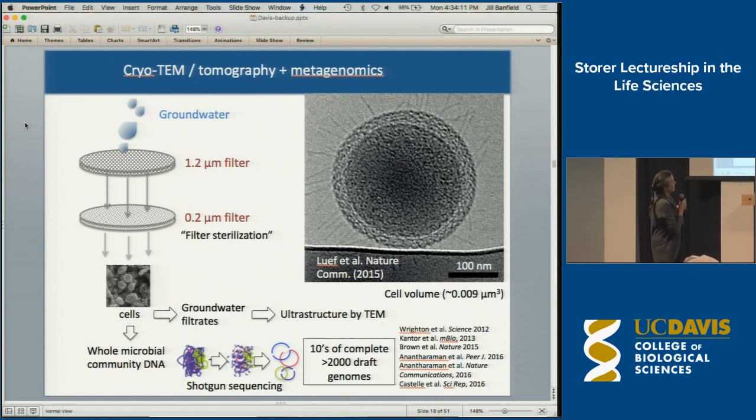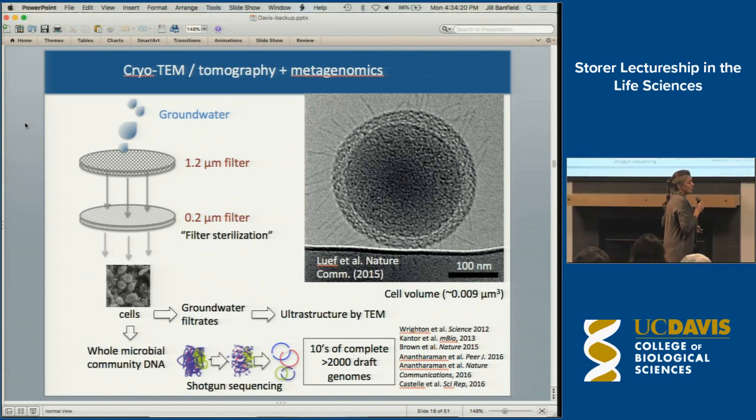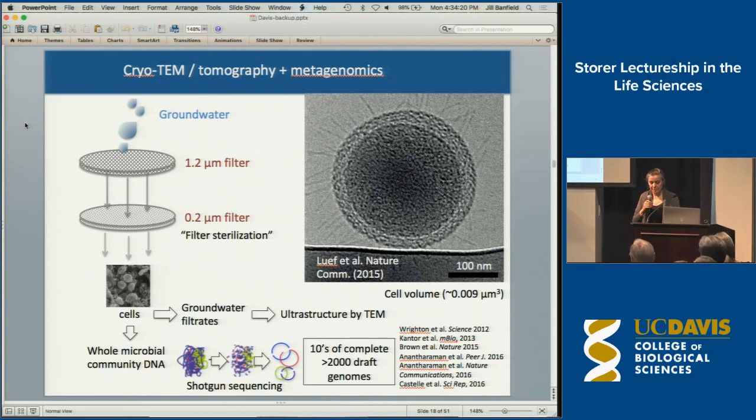So, coming back to the cells here, the second pathway: we're now going to take those filtrates, post 0.2 micron and the 0.2 micron. We're going to shotgun sequence them and reconstruct genomes. And by doing this in a targeted way, we were able to recover a huge number of draft and near complete and a good handful of complete genomes. And this has been published in a variety of different places by different people.